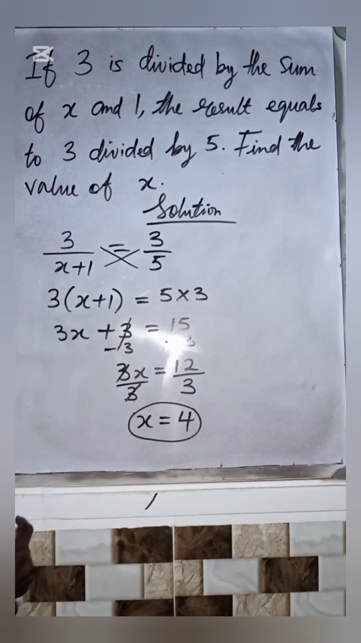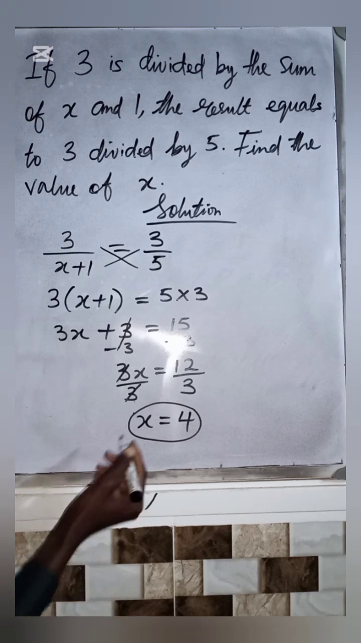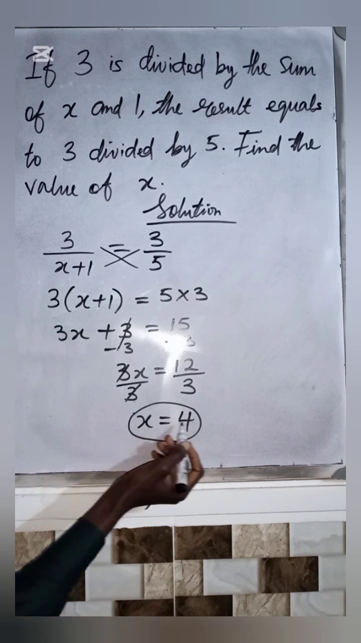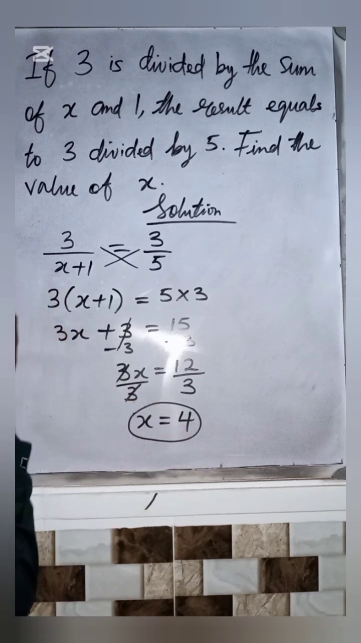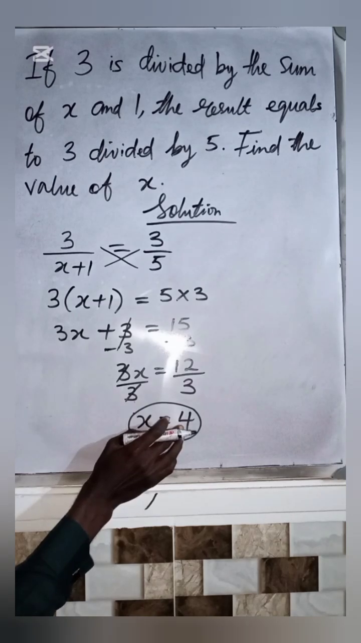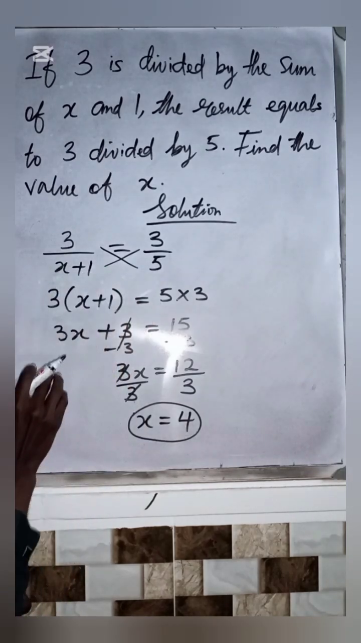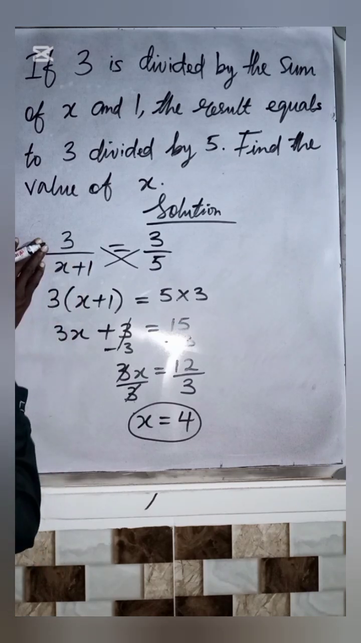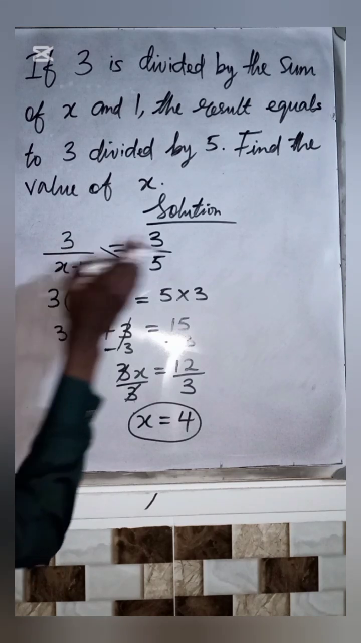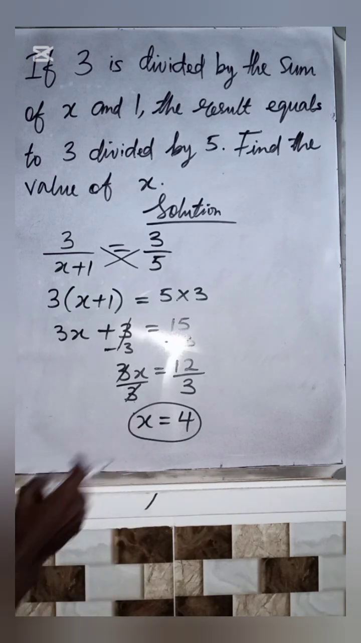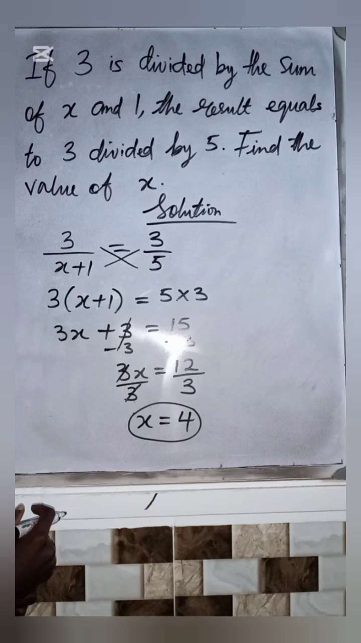And it's very easy to check if your answer is correct or not. Now, you just replace x with its value in the initial equation. So x is 4. We put 4 here. 4 plus 1 equal to 5. So this part of the equation is going to give us 3 over 5, and it's equal to the right hand side of the equation. So this shows that the value x equal to 4 is correct.